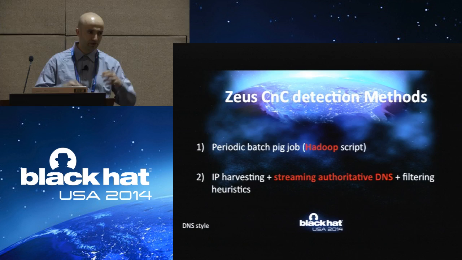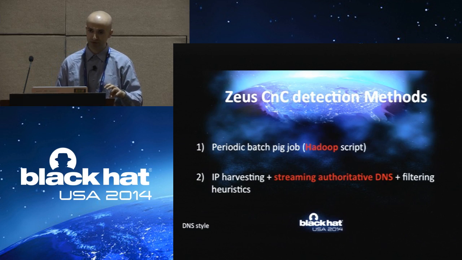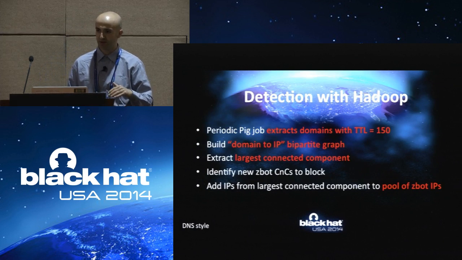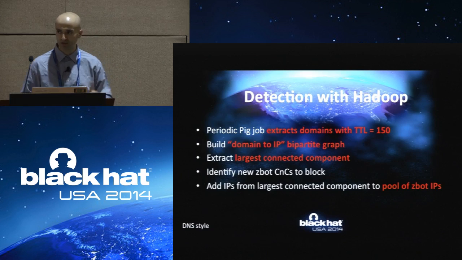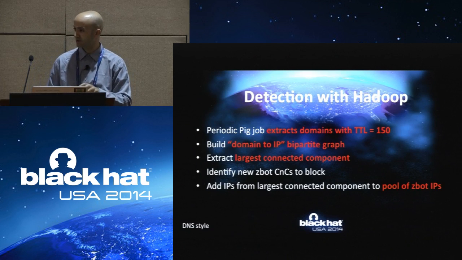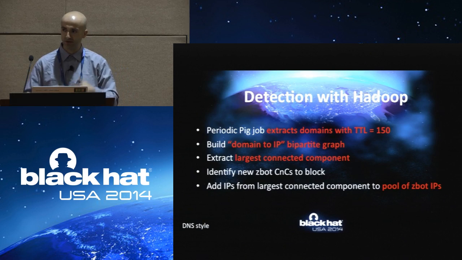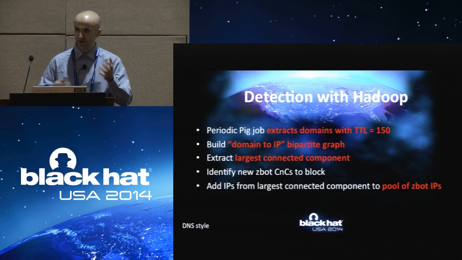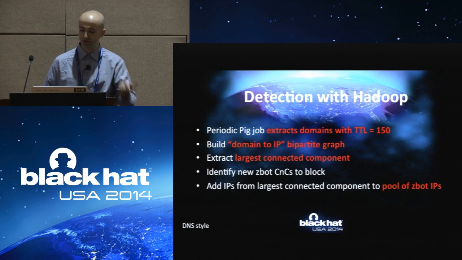Okay, so now let's talk about the methods we use to catch these. One is using Hadoop, and the other one is using streaming authoritative DNS, provided you have certain filtering heuristics and a pool of IPs you're looking for. The Hadoop-based method basically takes a timeline or a set of data that covers a certain time period. Then you extract the domains that are fast fluxy with a TTL of 150 seconds. After that, you take the domains and IPs and you build a bipartite graph. From that, you extract the largest connected component, which gives you the domains and IPs living in that component. You add the IPs to the pool of IPs that will serve you later.